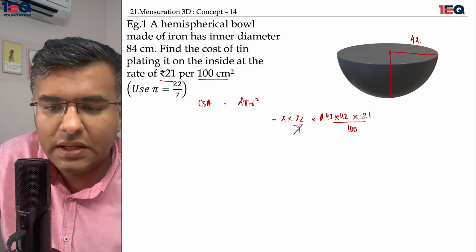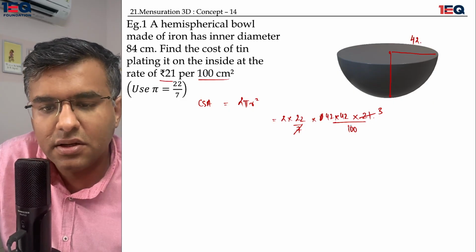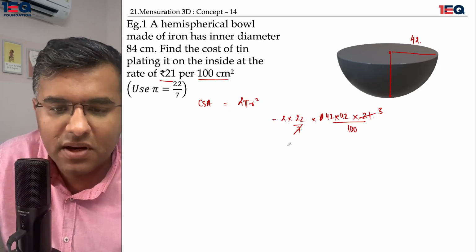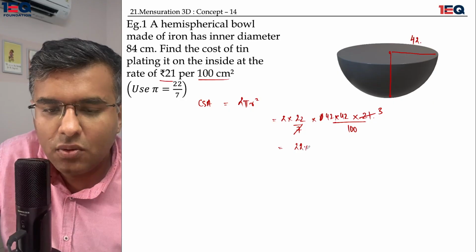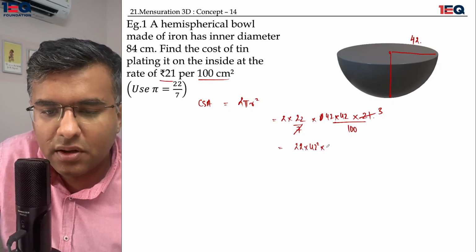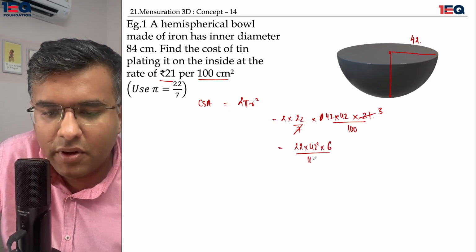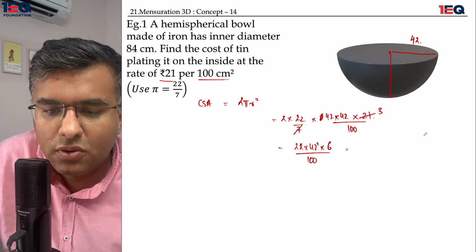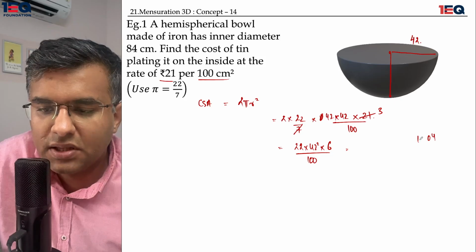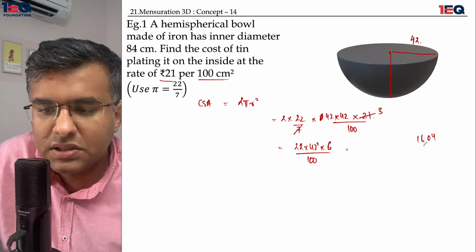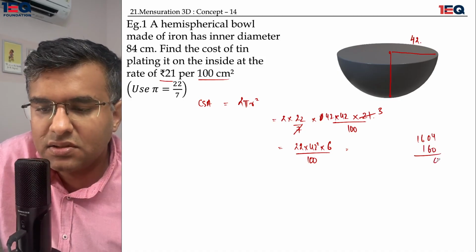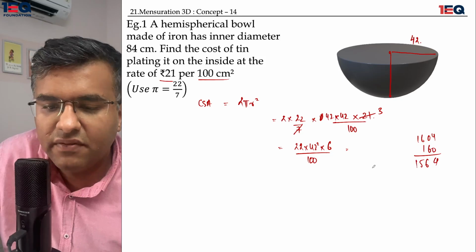So I'll quickly manage this here, and I'll let the 100 stay here. I have 42 square multiplied by 6 into 21 into 22. So 22 into 42 square into 6 upon 100. I'll do the 42 square. The 42 square is nothing but 1764. 4 to the 8, 8 to the 16, 16. This is 160. This is 4. This is 1764.